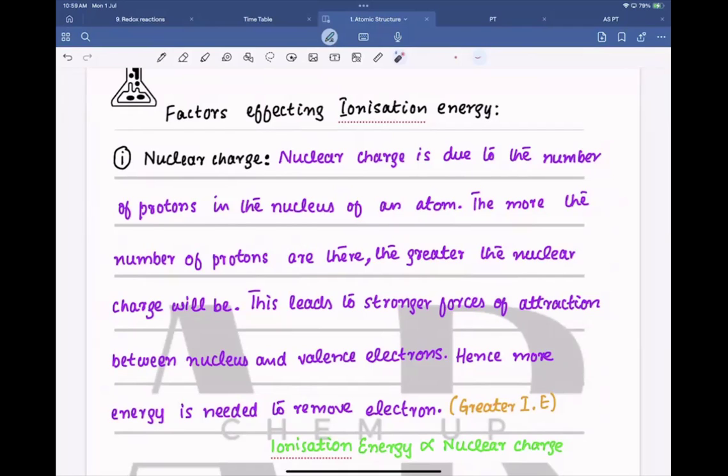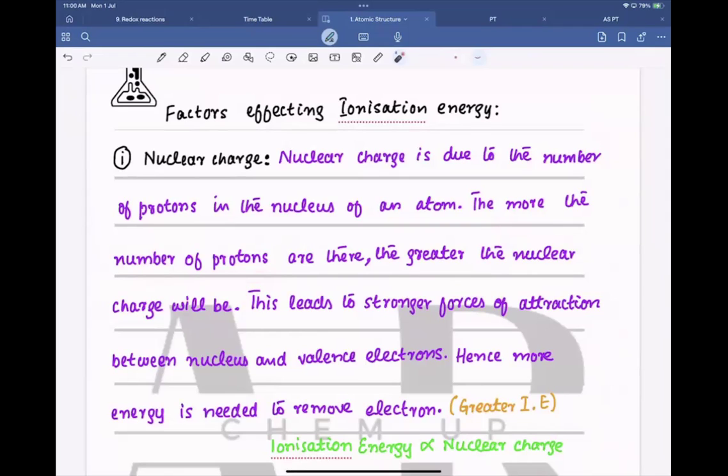So the nuclear charge is the main factor which affects the ionization energy, because the nuclear forces of attraction depend upon nuclear charge, and nuclear charge is dependent upon the number of protons, right? The more protons, the more nuclear charge, and the stronger the forces of attraction. So the nucleus and the valence electron have stronger attraction in that case.